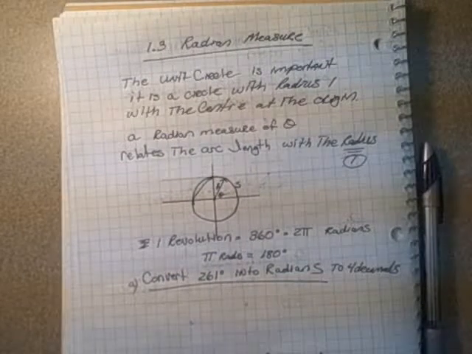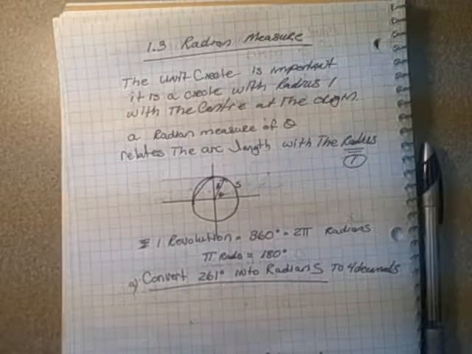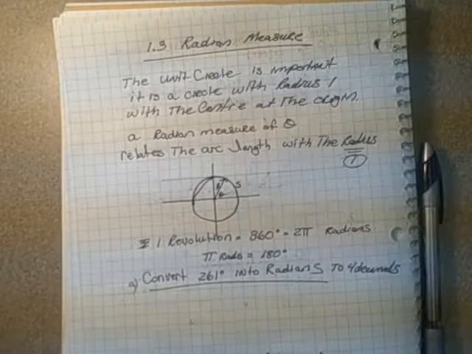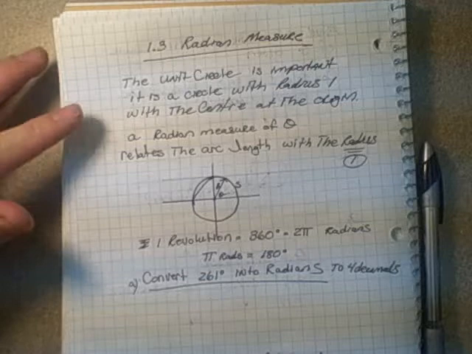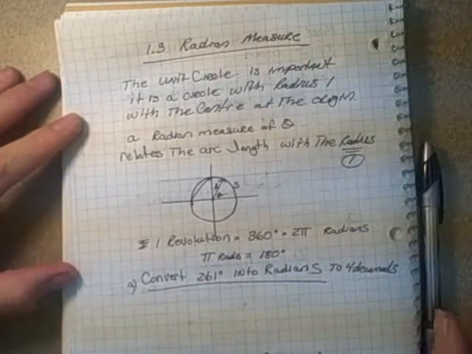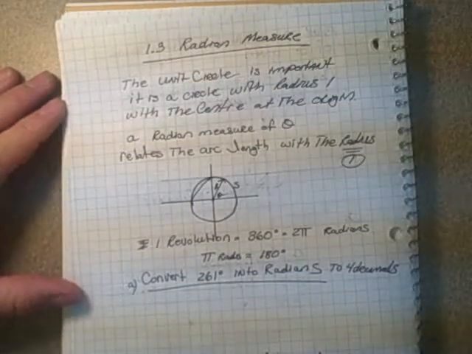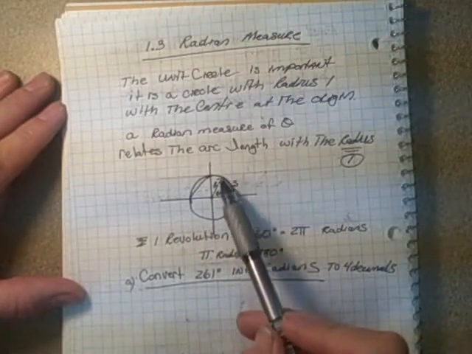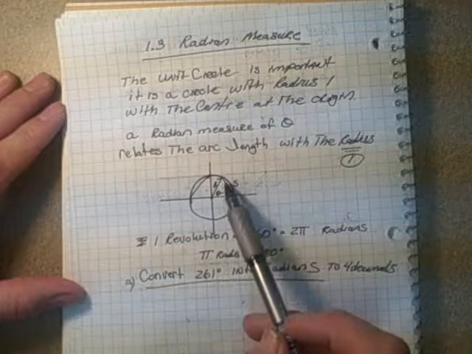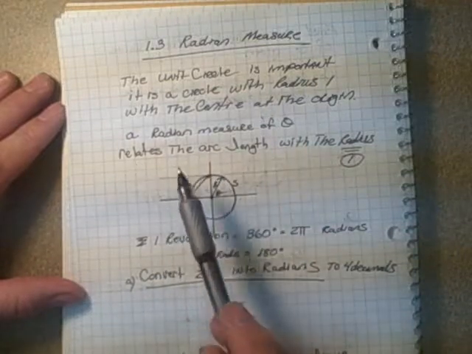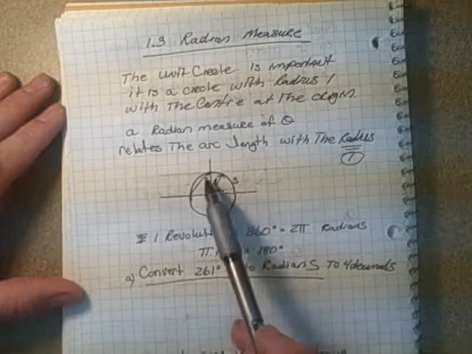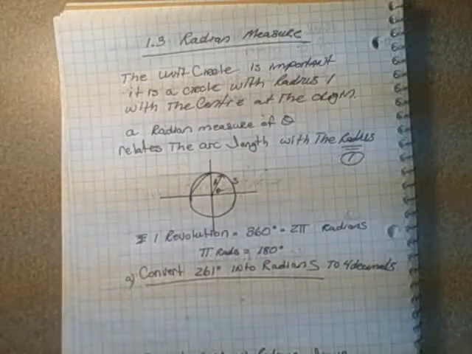Okay, this tutorial deals with section 1.3, and that's radian measure. If you remember, the unit circle is important, and that's what I have here, because it's a circle with a radius of 1 that starts at the origin. When you're drawing a unit circle, you have some angle given with some radius r and some arc length. The radian measure of that angle is the relationship between this radius and arc length, and it's given in radian measurements, which is different than degrees.